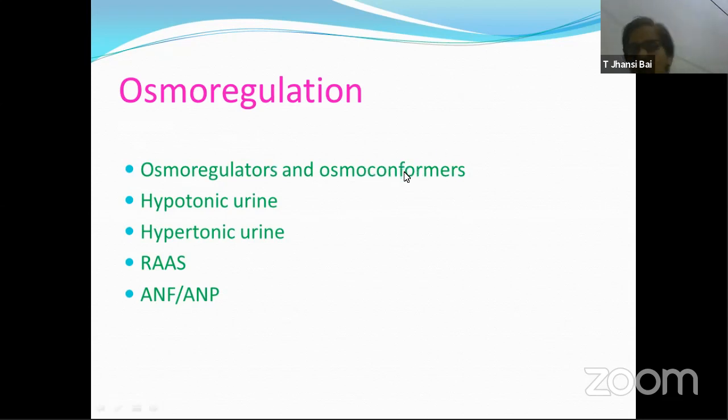Osmoconformers, in short, are the organisms which try to maintain the internal concentration of their body the same as that of the environment, whereas osmoregulators are the ones which try to maintain a stable concentration irrespective of the environment wherever they are. Osmoregulators. Now, let me go back to the previous slide.